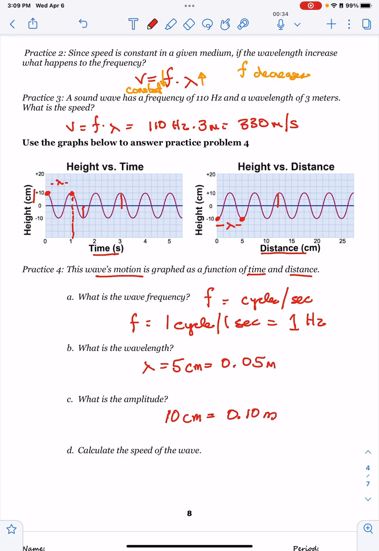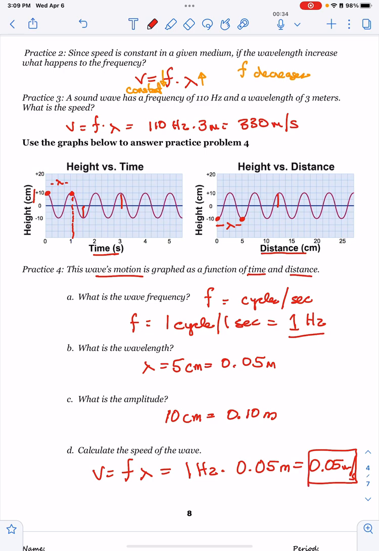Let's calculate the speed of the wave. The velocity equals the frequency times the wavelength. The frequency of this wave is 1 hertz. The wavelength is 0.1, oops, I made a mistake there. The wavelength is 0.05 meters. So the velocity of this wave is 0.05 meters per second.